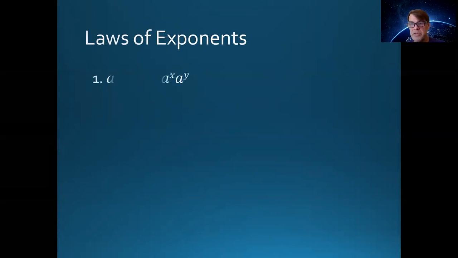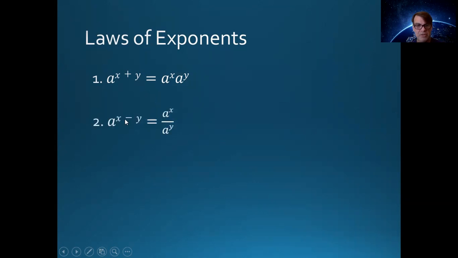Now the laws of exponents apply for these exponential functions just like they applied to the natural logarithm. So a base to the x plus y power is the same as multiplying a to the x times a to the y. All right. And a to the x minus y is going to be a to the x on the top divided by a to the y on the bottom. Again, these should be fairly familiar to you, I think.